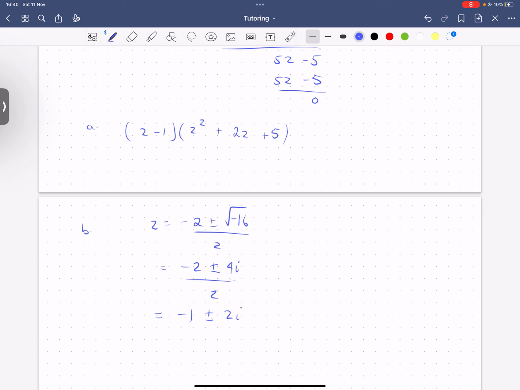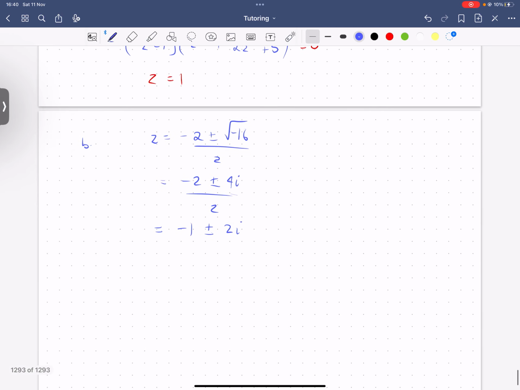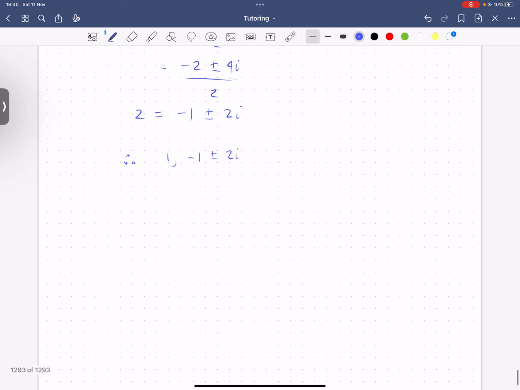Now we're asked to solve, so we don't need to just factorize this. In fact, I think I misread part A. We're asked to solve. So if that equals 0, the only solution is z is 1. And over here now we've got z is minus 1 plus or minus 2i. So therefore the solutions are 1 and minus 1 plus or minus 2i. And that does make sense. Using the fundamental theorem of algebra, we were expecting 3 answers.